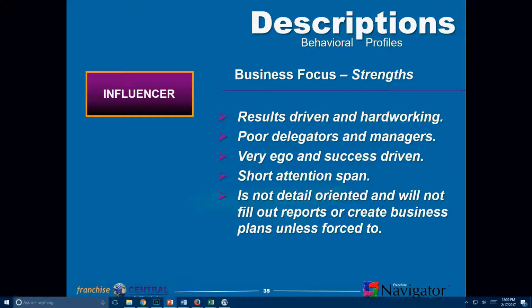Anything dealing with their ego is. And because they don't have the attention span, they're not into details. And they're not going to fill out reports or create business plans unless they're forced to.